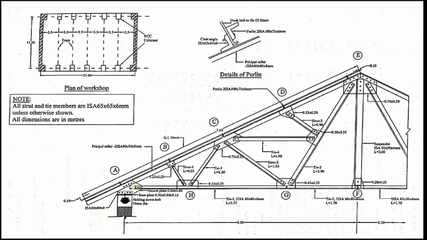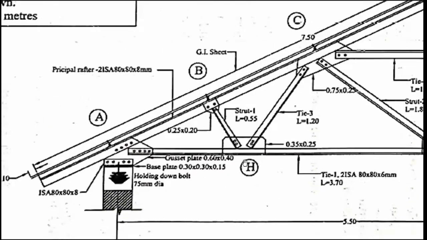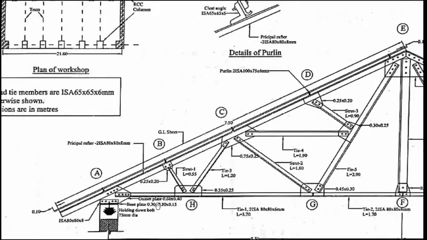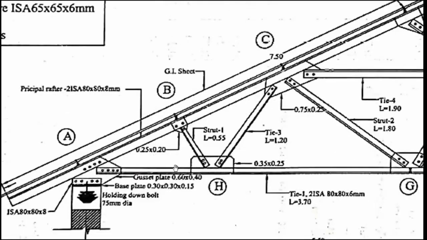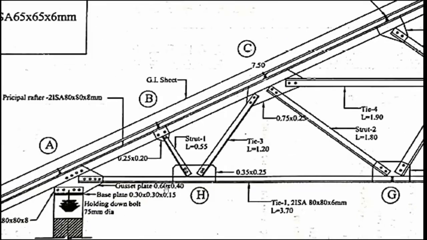Okay? So here you can see at joint A we have one gusset plate of size 0.6 by 0.4. Now this drawing is, I think, not so clear. So afterwards I will send you the soft copy of this drawing, so that you can refer and do the calculation, or write it in your books. Right? So the gusset plate is of size 0.6 by 0.4.